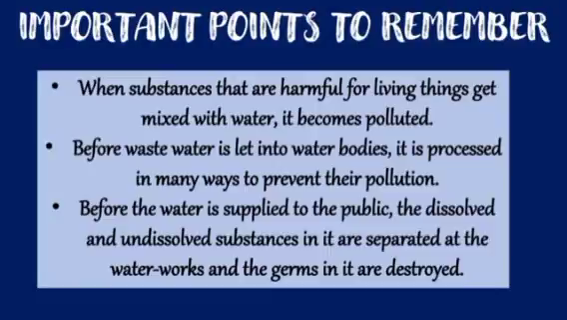So let's quickly revise what we have learned from this chapter. Firstly, when substances that are harmful for living things get mixed with water, the water becomes polluted. Before wastewater is let into the water bodies, it is processed in many ways to prevent pollution. Means it is treated, as we saw how the water is treated in the water works before letting it into the water bodies. Hence we can prevent pollution by it. Before the water is supplied to the public, the dissolved and undissolved substances in it are separated at the water works, as we have seen, and the germs in it are destroyed by the method of chlorination.